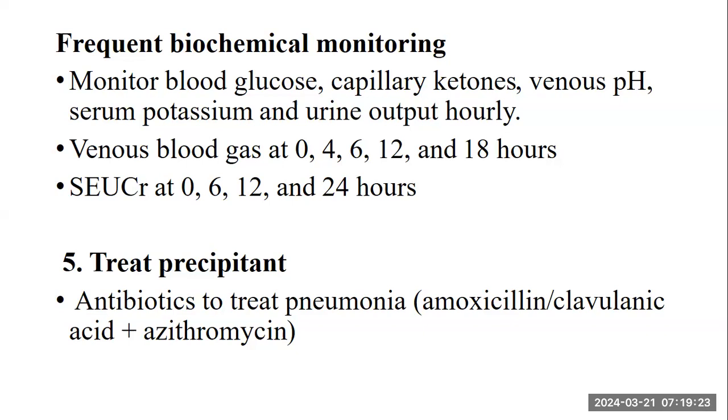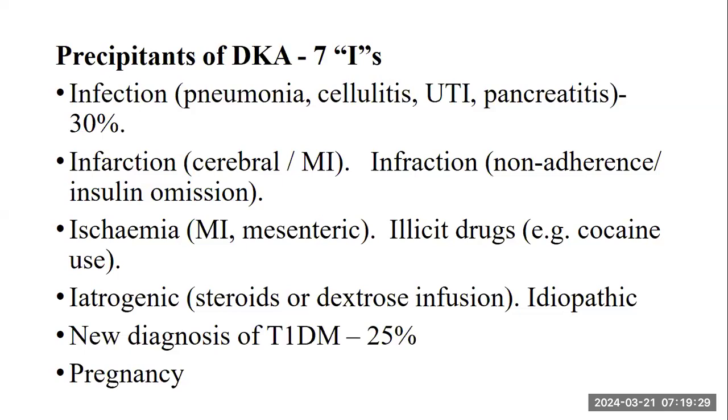If it's an infection, you give antibiotics. If it's pneumonia, you give the following antibiotics: amoxicillin, clavulanic acid, plus azithromycin. Then common precipitants of DKA: infection, like pneumonia, cellulitis, UTI, pancreatitis. Infection accounts for 30% of the precipitants.